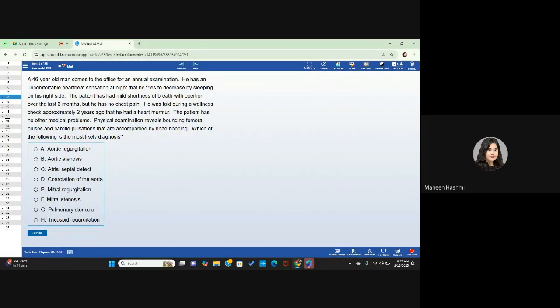Physical examination reveals bounding femoral pulses and carotid pulsations that are accompanied by head bobbing. Where do you see head bobbing pulses? Aortic regurgitation. Okay, aortic regurgitation. Very good. What are the causes of aortic regurgitation? Rheumatic. Endocarditis. Bicuspid aortic valve. Very good.